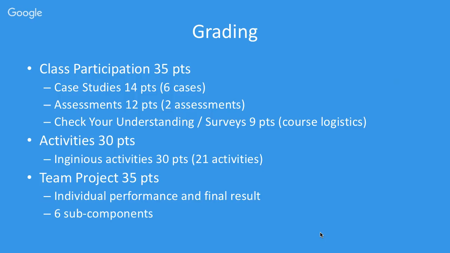Class participation components come from case studies and from assessments, and these check your understanding, and surveys are more about the course logistics and how that works. Activities are these ingenious assignments of coding and standards. Then the team project is about another third of your grade, and that's sort of around the performance, both individually and also the outcome and work of that team. And there's many checkpoints along that. All of that will be spelled out in greater detail that you can look at.